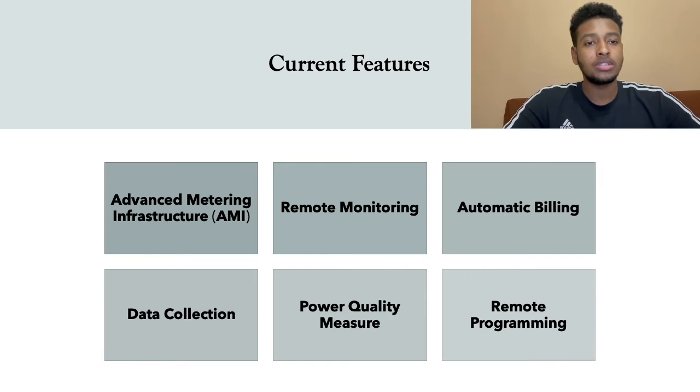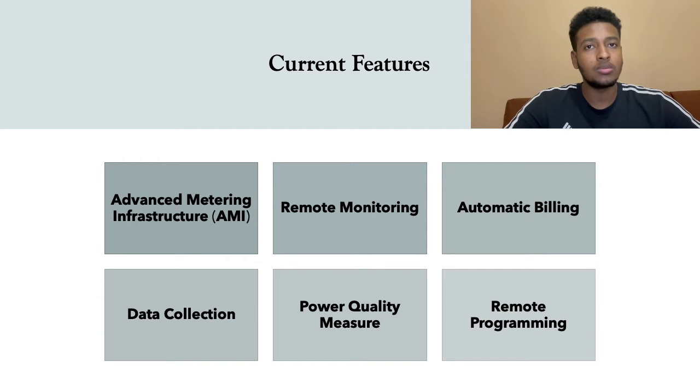There are 6 current features of a smart meter. The first one, advanced metering infrastructure. It's a system that measures, collects and analyzes energy usage and communicates with the metering devices. The second one, remote monitoring. Monitor the consumption of electric energy remotely through the network.